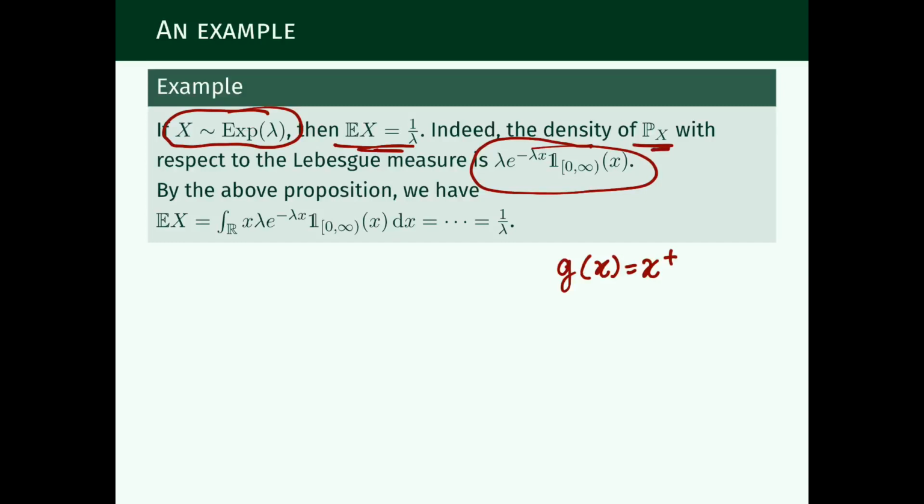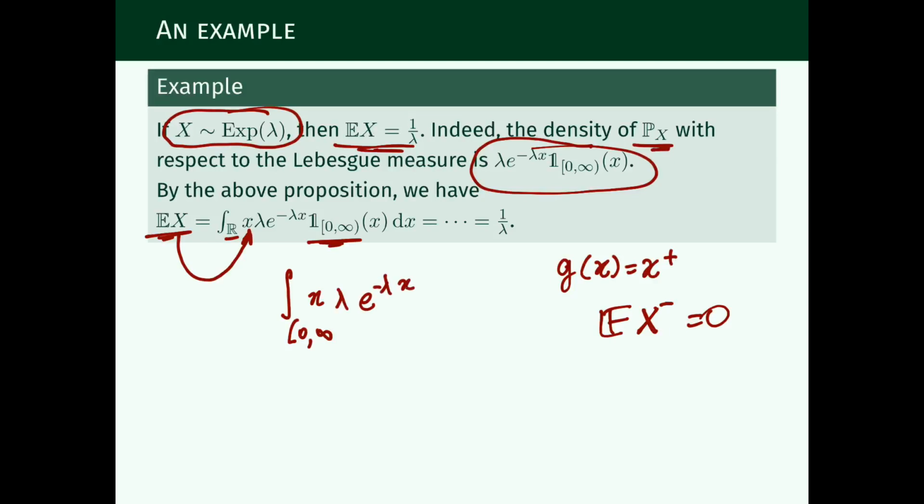And how can we compute the expectation of X? Well, the function x, we just plug it here. We already know the expectation of X minus is 0 because the probability that X is negative is 0. So we put x here, and this is the integral on R, but this is actually an integral on R plus because everything is 0 outside R plus. And we can compute this integral. So this becomes an integral on this space of x lambda e to the minus lambda x.